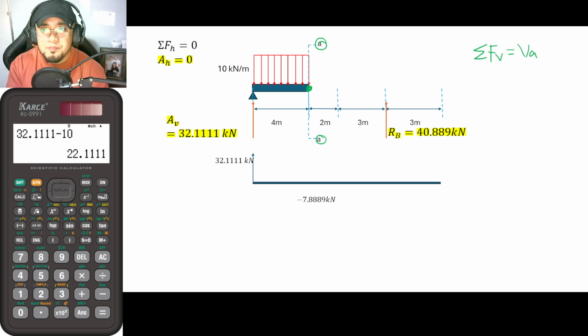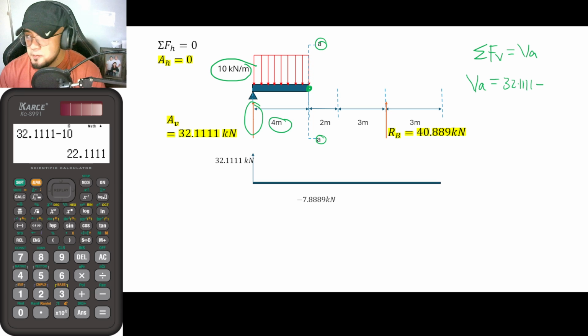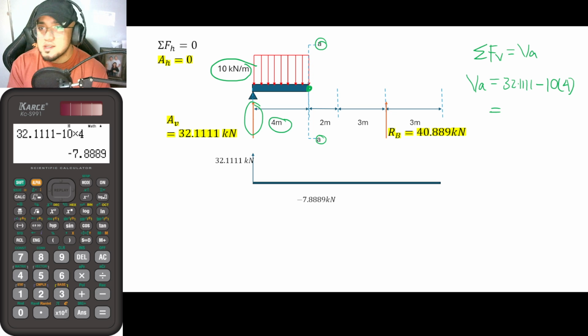So from that, guys, VA is now equal to, as you can see here, we have 32.111 minus 10 times 4. Okay? So minus 10 times 4, and looking at the calculator, sorry, let me just write it here first. So 10 times 4. This is now equal to, looking at the calculator once again, 32.1111 minus 10 times 4. Our answer here is negative 7.8889, which we already have a spoiler actually here.